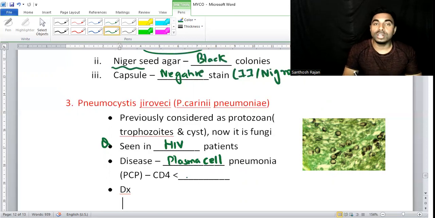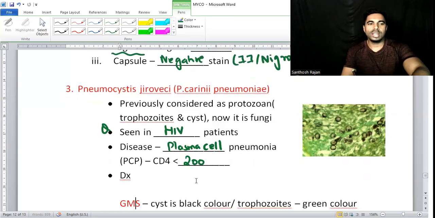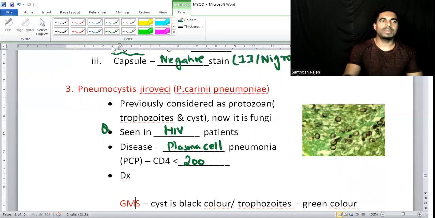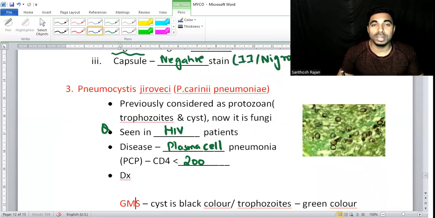When the CD4 count goes below how much? 200. When the CD4 comes below 200, you get plasma cell pneumonia. Now, diagnosis: what do you use? You use the Gomori methenamine silver stain. The name itself says silver. We have told you it is a special stain.